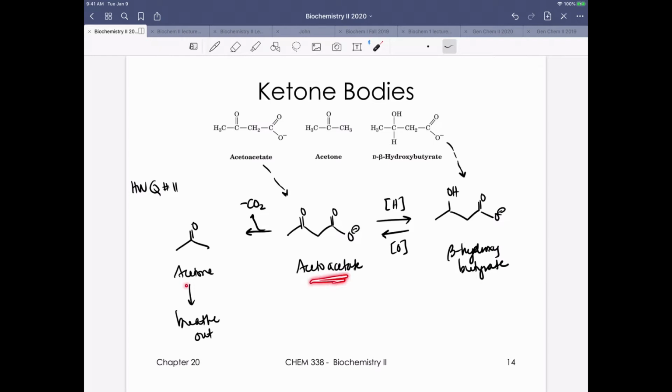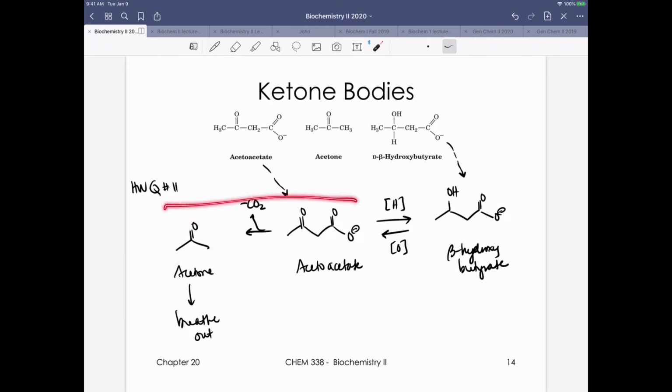But acetoacetate and acetone are related in a different way. Remember, we've got a beta keto acid here, so this carbonyl or this carboxylate group will easily come off as CO2, or relatively easily, because we can generate a resonance stabilized enolate intermediate. And so beta keto acids easily decarboxylate, and in this case, we generate acetone.